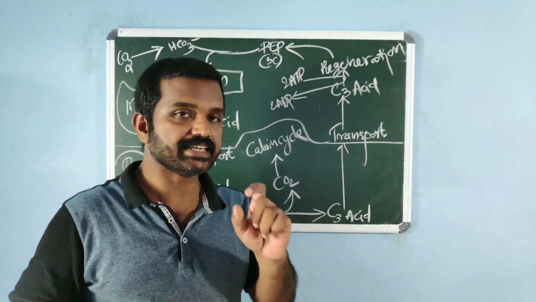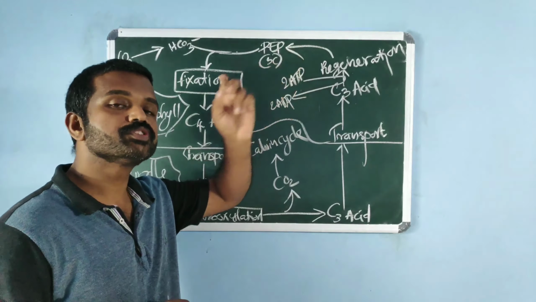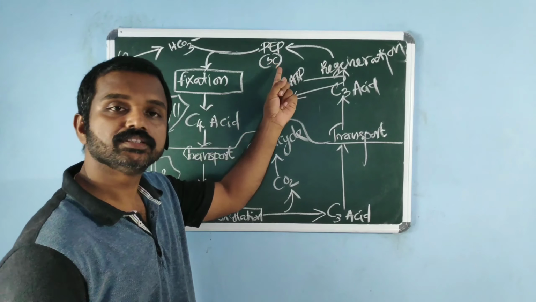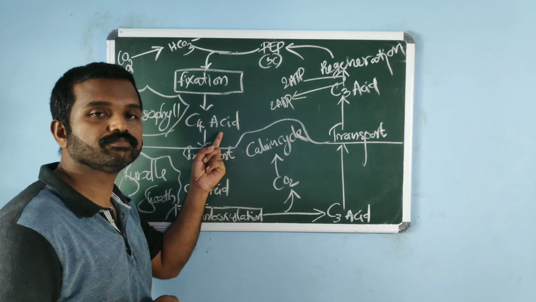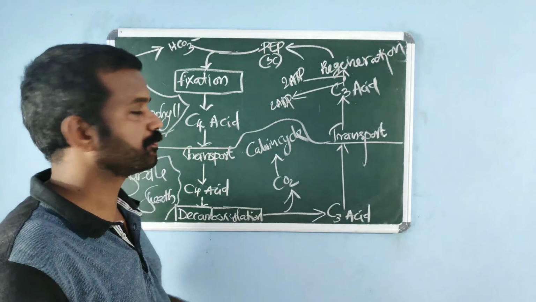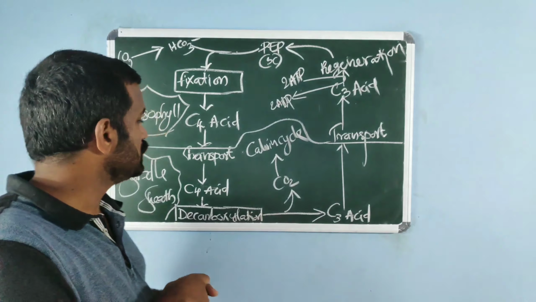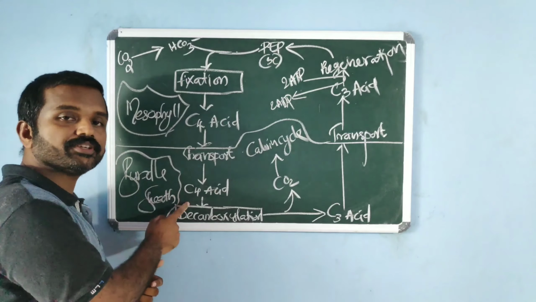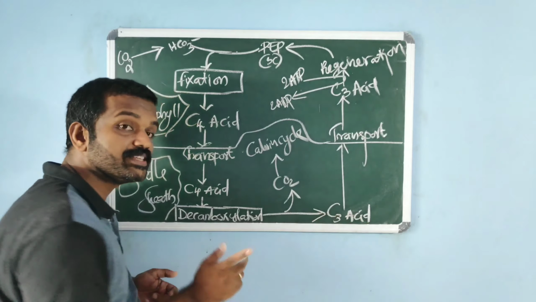C4 pathway, Hatch and Slack pathway. Here, at first, in mesophyll, PEP, phosphoenol pyruvate, a 3-carbon compound, is the carbon dioxide acceptor. It accepts carbon dioxide and forms oxaloacetic acid. That is fixation. Oxaloacetic acid is the first stable product. It is then converted into malic acid, another 4-carbon compound, which is transported through plasmodesmata to the bundle sheath, where this malic acid undergoes decarboxylation to form a C3 acid, that is pyruvic acid.